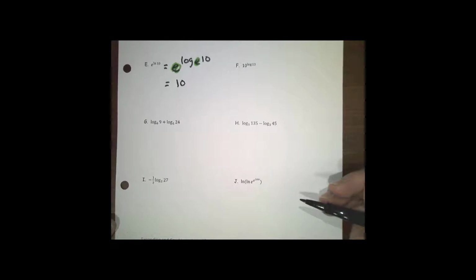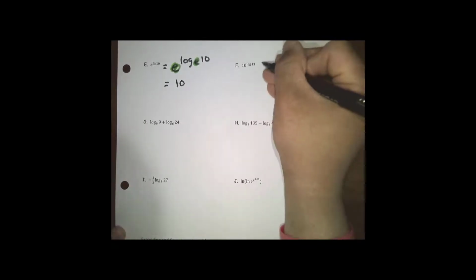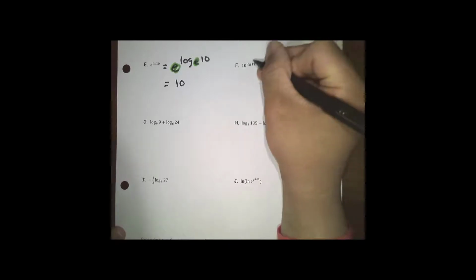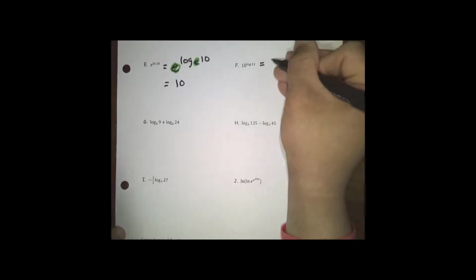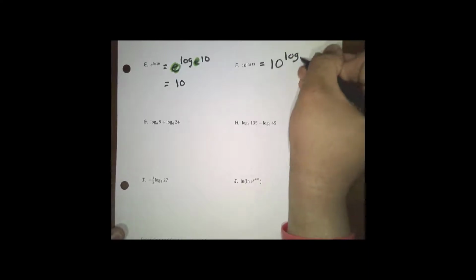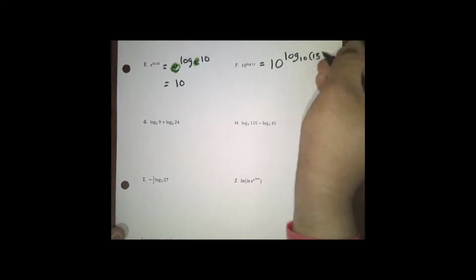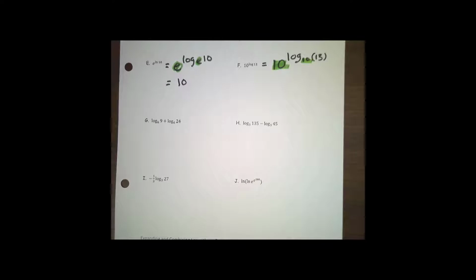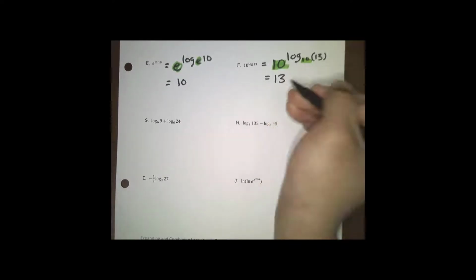All right, so there we go. The next one, 10 to the power of log 13. Well, if you have just log 13, that's the common logarithm, so that's base 10. So 10 to the log base 10 of 13. So since these bases are the same, this is just going to be 13.